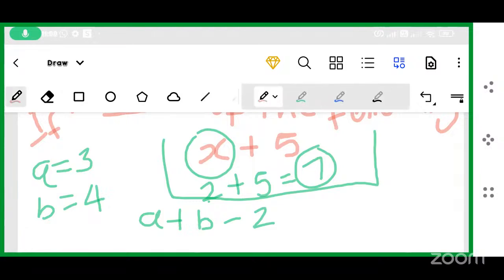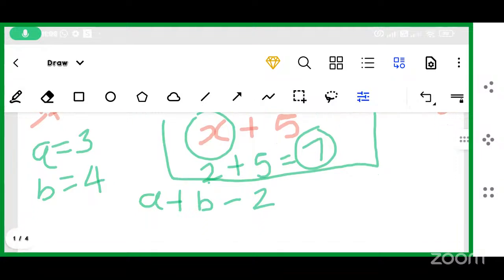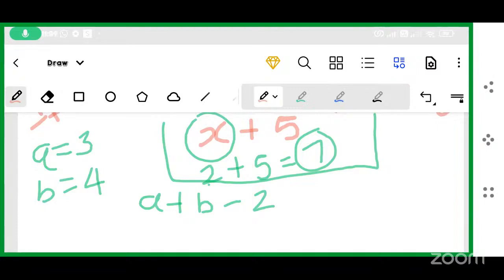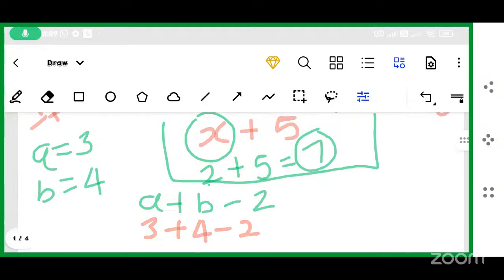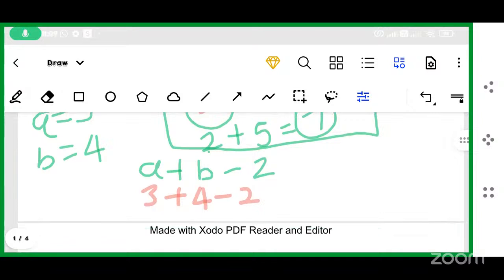We're going to say negative 2 plus 2... 3, yes, and plus 4. So it's going to be 3 plus 4 and another one, minus 2. It's not minus negative 2, it's minus 2. Yes, you write minus 2. And then what is 3 plus 4 minus 2?